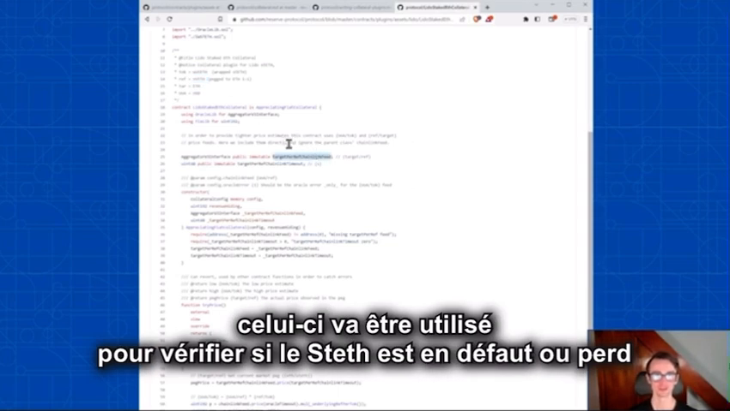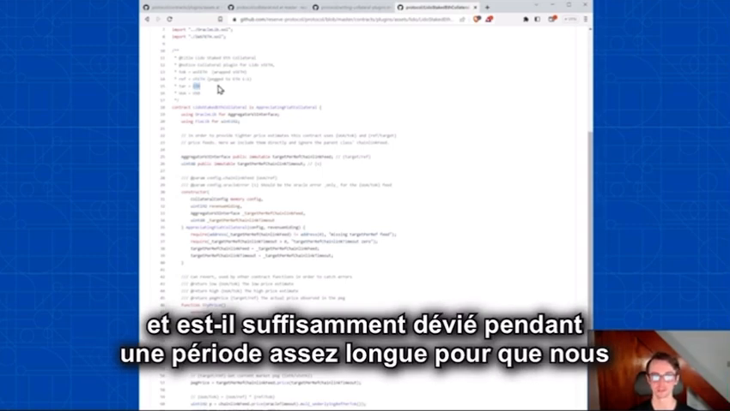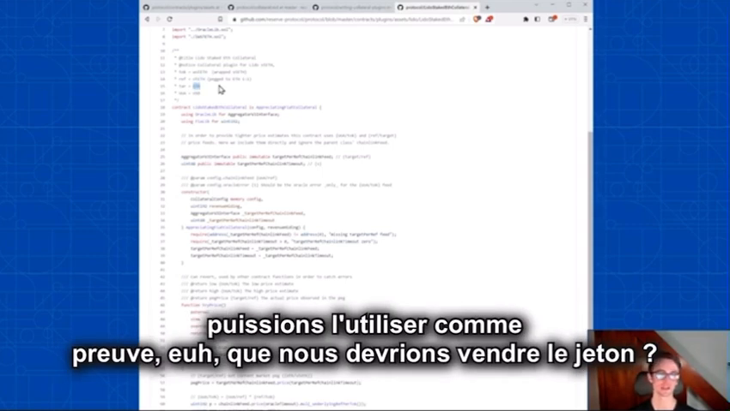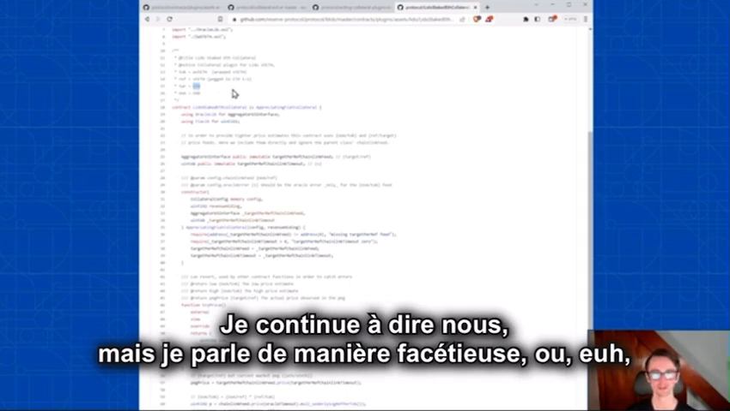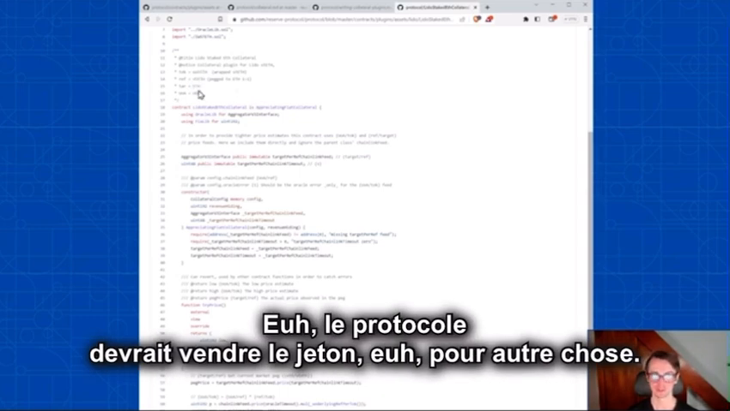This one is going to be used to check whether stETH is defaulting or losing its peg. Basically, what is the exchange rate to ETH, and has it deviated sufficiently for a long enough period of time that we can use that as evidence that we should dump the token? I keep saying we, but I'm speaking facetiously. The protocol should dump the token for something else.